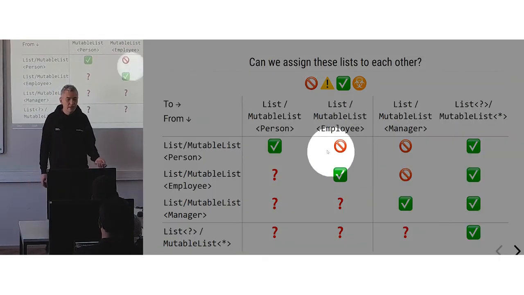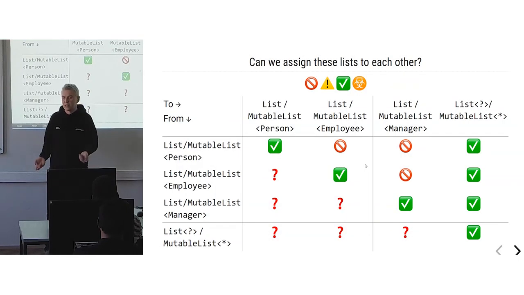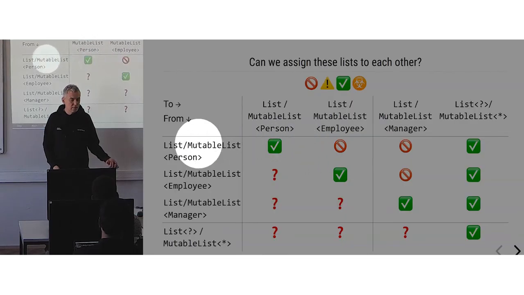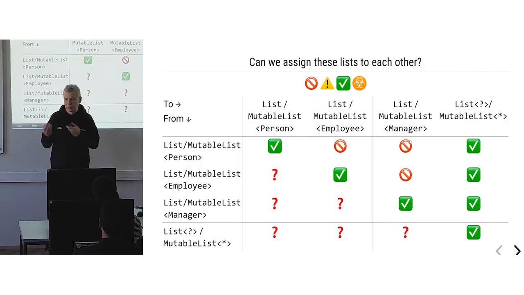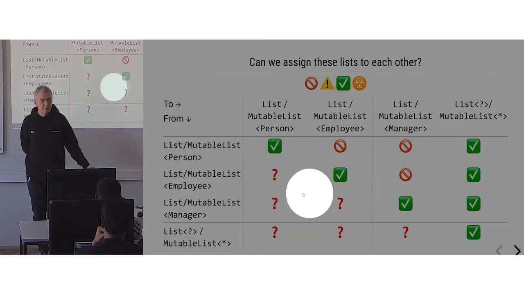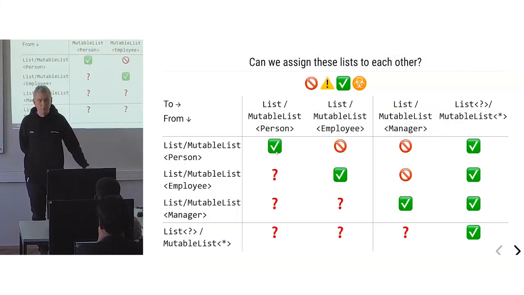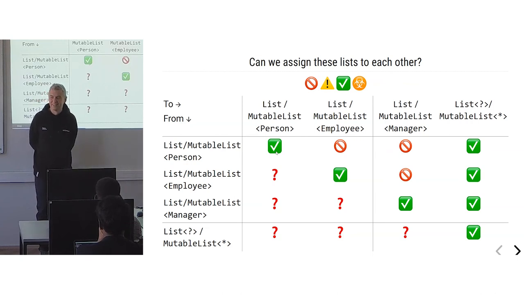And this one won't compile for the reasons we already figured out, because a list of person is not a list of manager, because some persons might not be managers. So it will be a compilation error. What about this corner of the table? What do you think? I think you know. You already told. There is also a person in the query. So? Yes. It will compile. Other ideas?